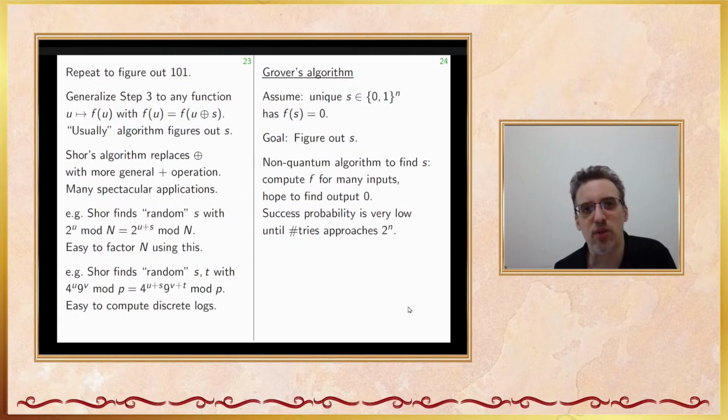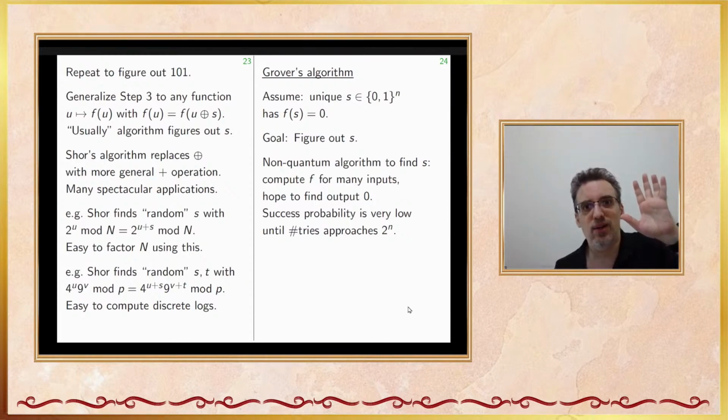I'll say something about those later, but let's just, for the moment, assume there's just one s, which is a root. So there are 2 to the n possible universes u, 2 to the n possible inputs u to this function. And you can, on a quantum computer, evaluate f in parallel on all of those. I mean, basically, Simon was doing that a moment ago.